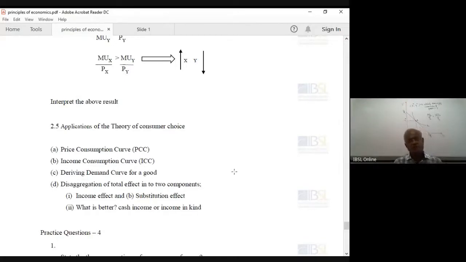Right. Now we'll come to the first one, the price consumption curve. I will draw this price consumption curve. But before that, I have to explain one thing I want you to take down. Right.